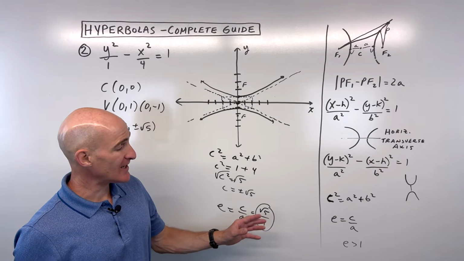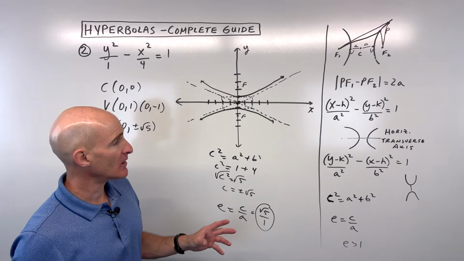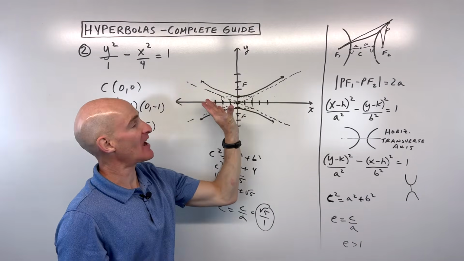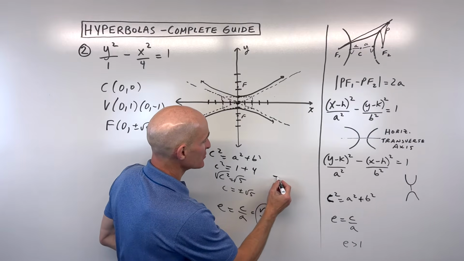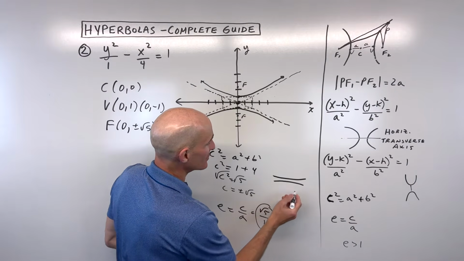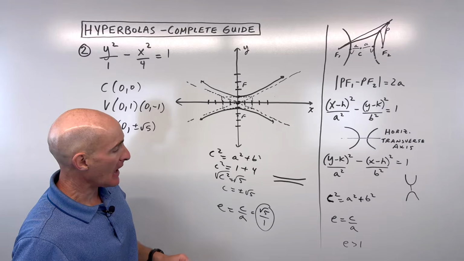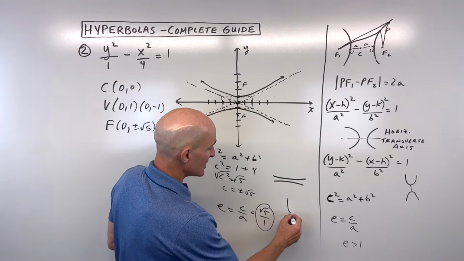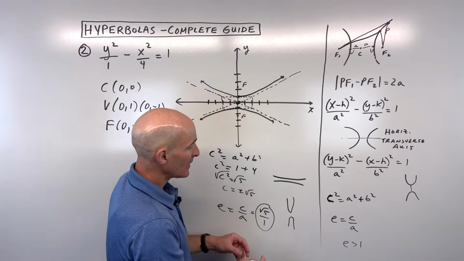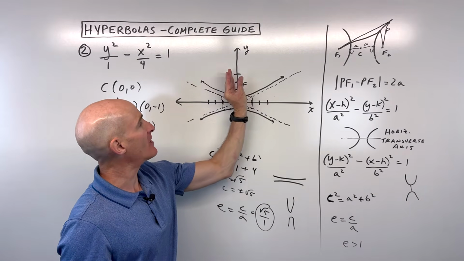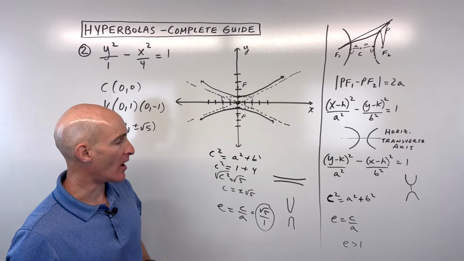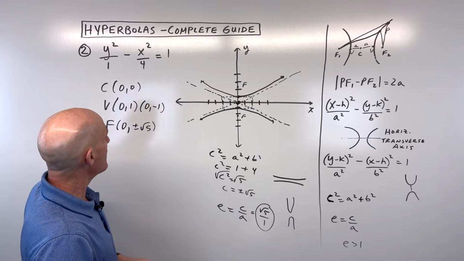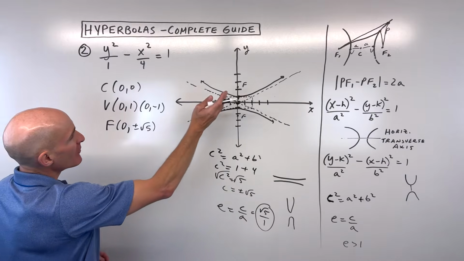And the closer it gets to 1, the wider these branches of the hyperbola are. If it's almost 1, it's almost like two parallel lines, right? And the larger the eccentricity gets, the more compressed or narrow these branches of the hyperbola are. So that's what the eccentricity gives us an indication of. It's the shape. But let's talk about the asymptotes now.